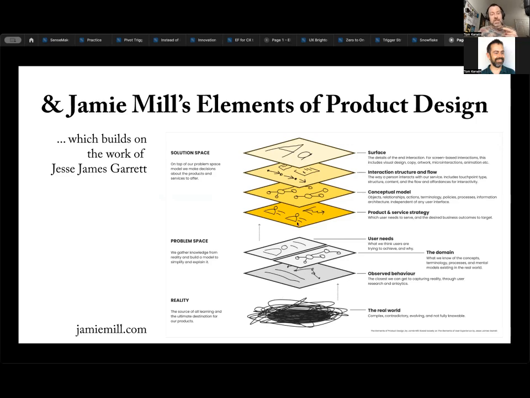They have a different idea about what this product and service strategy layer should be, which then leads to different ideas about what the conceptual model should be. How should this thing even fit together in the first place? And because we've got different ideas about what that is, we end up debating things at the surface layer where we actually can't agree on the right choice because we're fundamentally trying to do different things underneath.